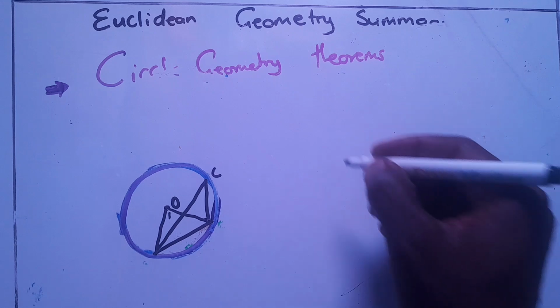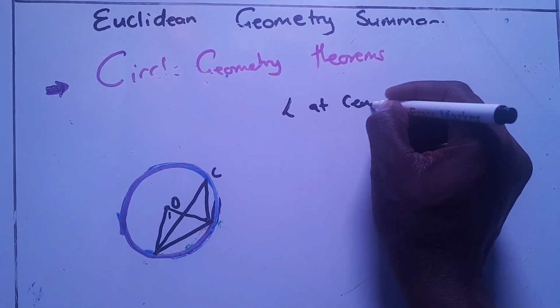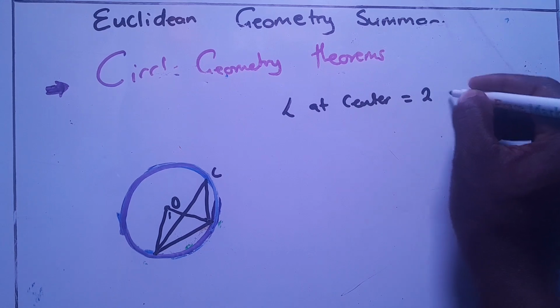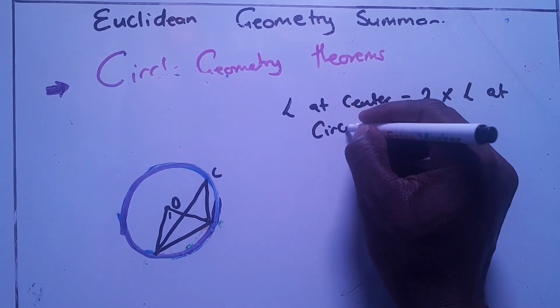So now, angle at center is equal to 2 times angle at circumference.